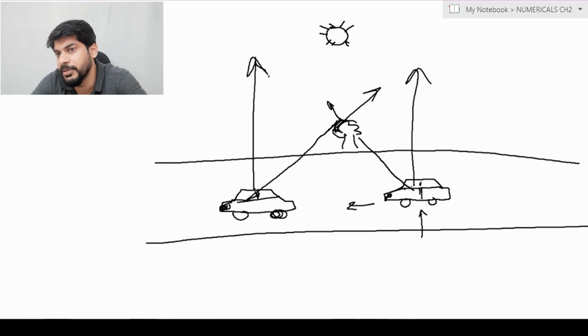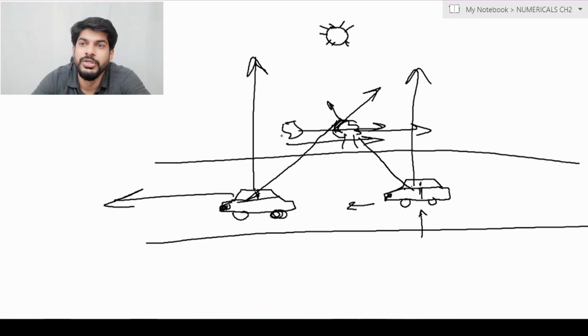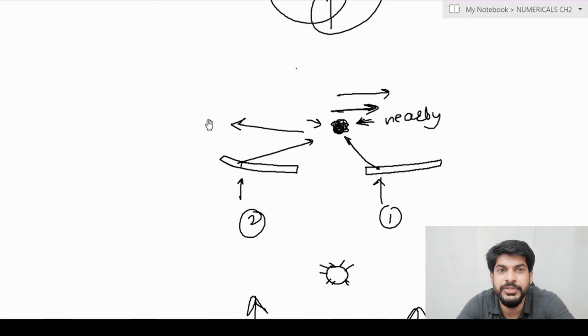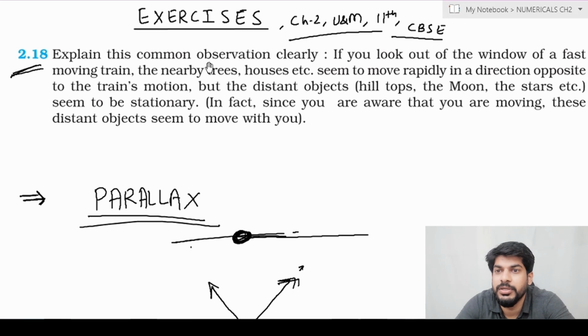So this is nothing but the parallax phenomenon. This is what happens, and that is the reason why this tree appears to be moving backward. In fact, any other object would also appear to be moving in the opposite direction if you are moving in this direction. This is a common observation, all because of the parallax phenomenon.